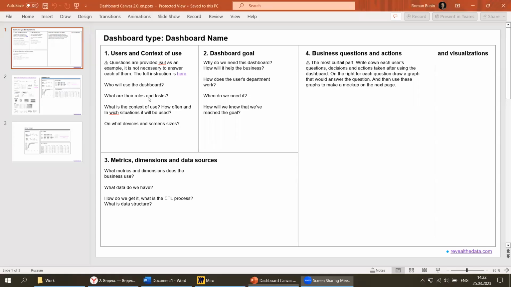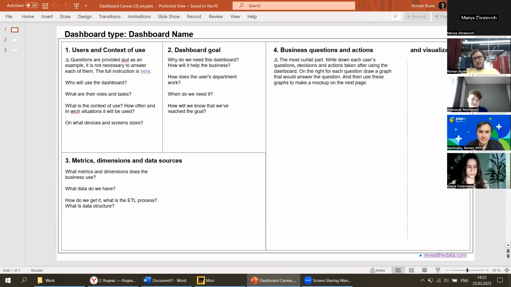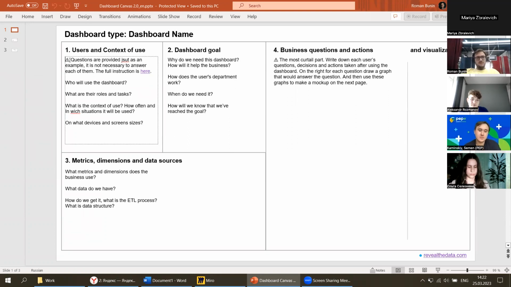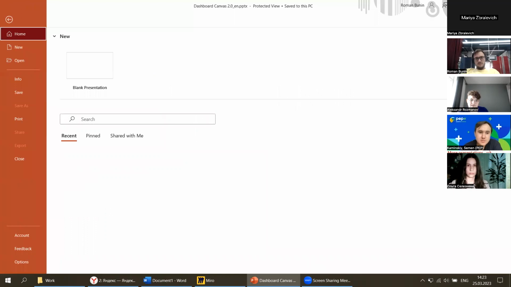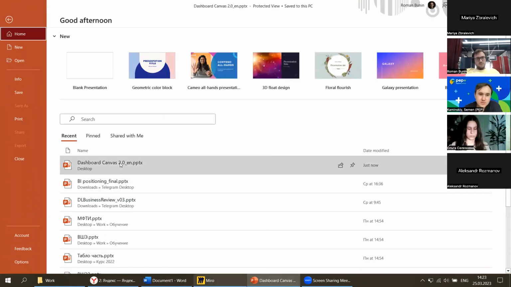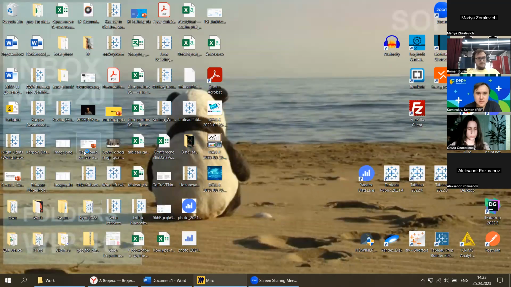Okay, so I have the canvas opened and we're going to fill it out. Also, you can download it from Miroboard if you'd like one. We're just going to fill in this part. So what business users can you list from the, gosh, I need to reopen it. So yeah.